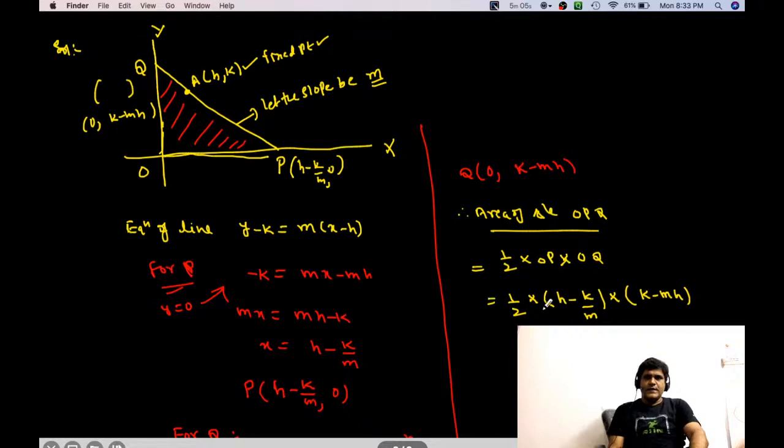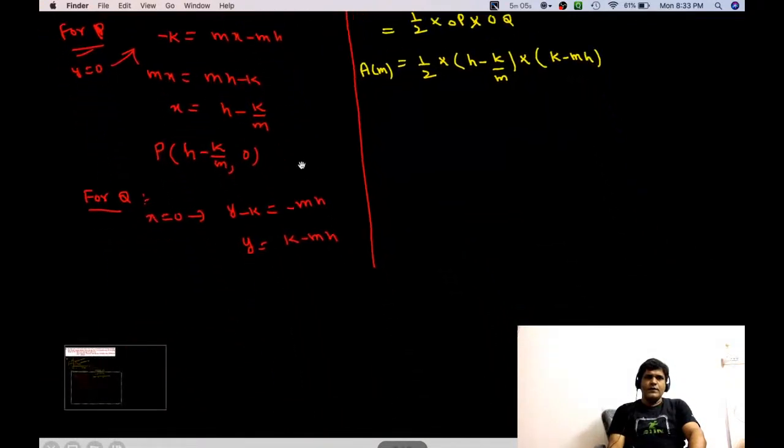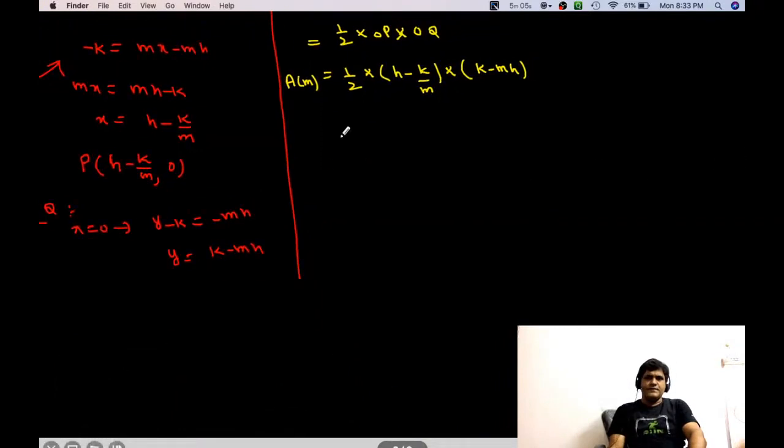So this area is a function in what variable here? M is the variable here. H comma k are constants, the given point. Only variable is m. Therefore, area is a function in m, A(m). Now to find the minimum area, use calculus. With the help of calculus, we will find the minimum area. For that you differentiate it, find the critical points, then use the second derivative test to find the minimum area.